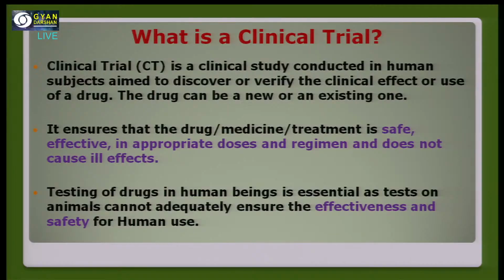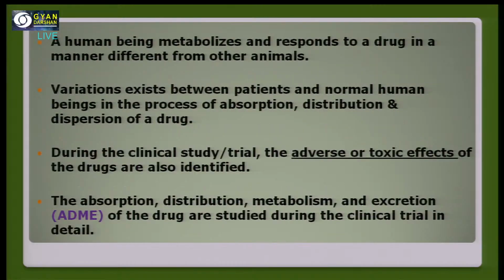Because a human being metabolizes and responds to a drug in a different manner than animals. Animals have a different metabolic system, and there are also variations between patients and normal human beings. In different ethnic groups, a person belonging to North America, Europe, or India is of a different ethnicity. So there are variations in how our body would respond to any particular procedure or drug.